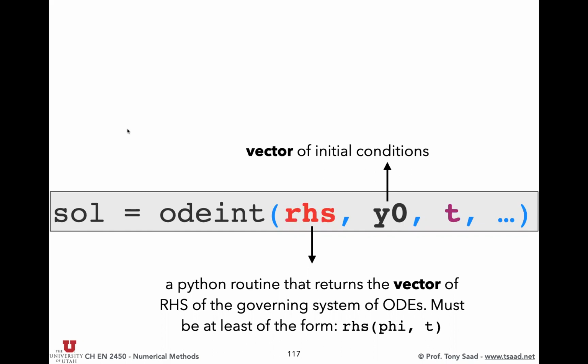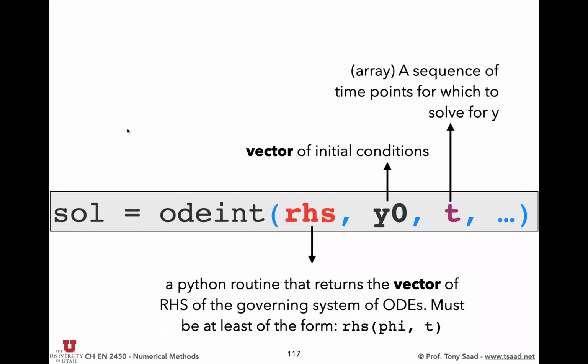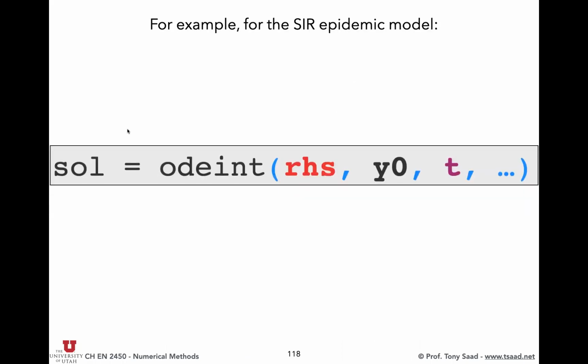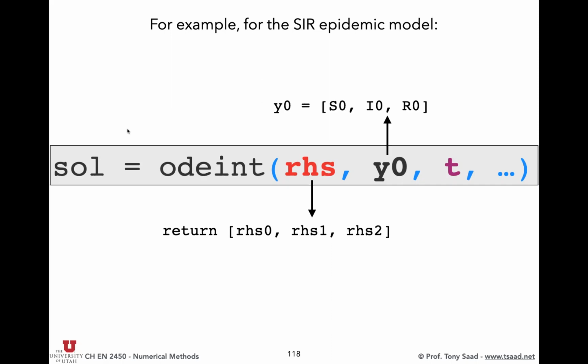Y0 is a vector of initial conditions. And finally, time is a sequence. We've been using linspace, a sequence of times at which you want to find the solution. So what does this look like for the SIR epidemic model? Simply, in the routine for the right-hand side, we're going to return right-hand side 0, right-hand side 1, right-hand side 2, exactly like I'm showing here. Right-hand side 0 is minus beta over n times S times I, which we'll see in a second, etc. Y0 is the vector of initial conditions for S0, I0, R0.